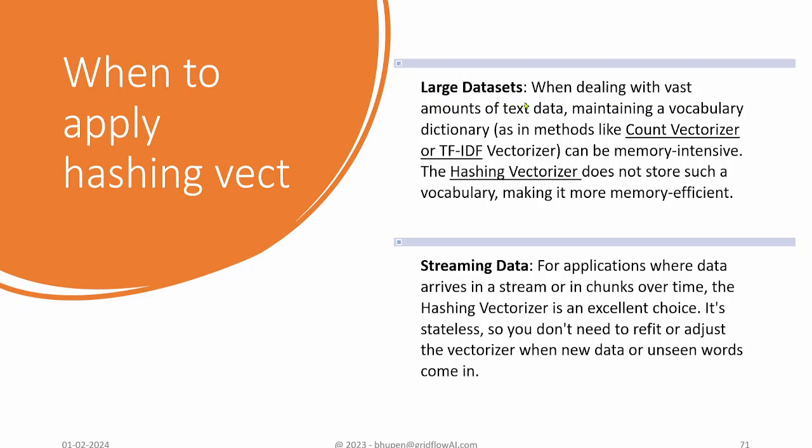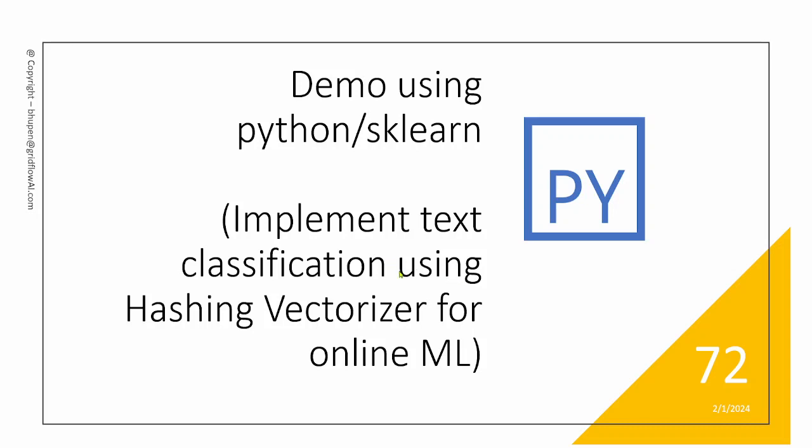When you have large datasets, it is very useful to consider hashing vectorizer because count and TF-IDF are memory intensive, and also one of the reasons is you cannot build online machine learning models with count vectorizer and TF-IDF vectorizer. Now, hashing vectorizer does not store any vocabulary, so it is memory efficient. It can also handle streaming data. That means new data comes to the hashing vectorizer, even if it is not seen at training time, it's perfectly okay. So this is an excellent choice to build an online machine learning model. So that was your conceptual understanding of a hashing vectorizer.